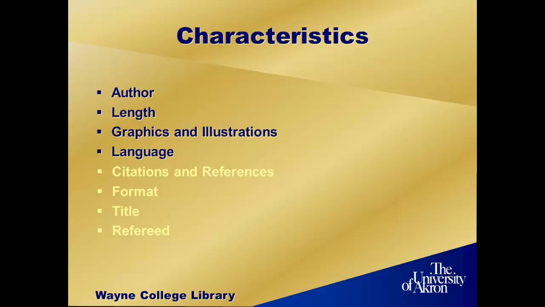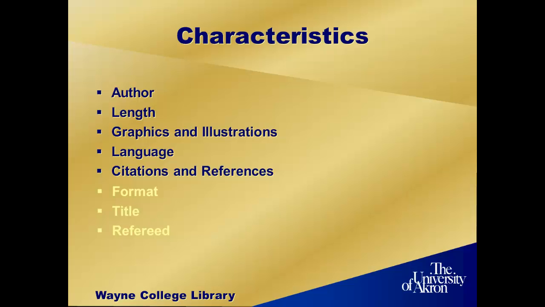Another characteristic to look out for is the language used in the articles. Popular sources are written with a general audience in mind, so they will use easier to understand language and less jargon. Scholarly articles tend to have more specialized language and are more liberal with their use of jargon.